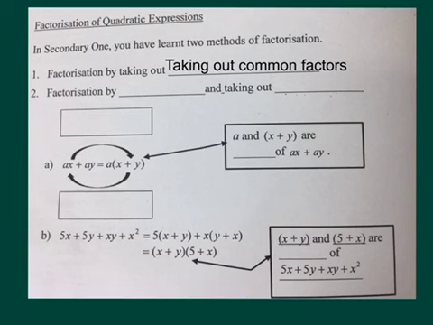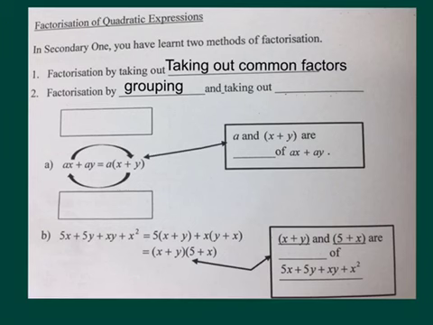So the first one is by taking out common factors. Second one is factorization by, do you remember the second form? Grouping. Correct, you are right. So you have to group it. Can you see the second version? For B, can you see for B, right?